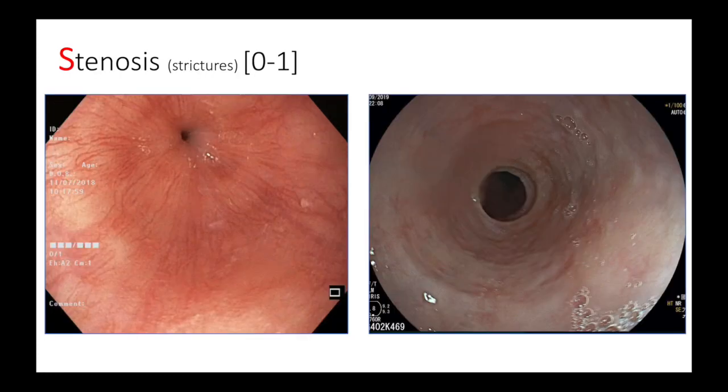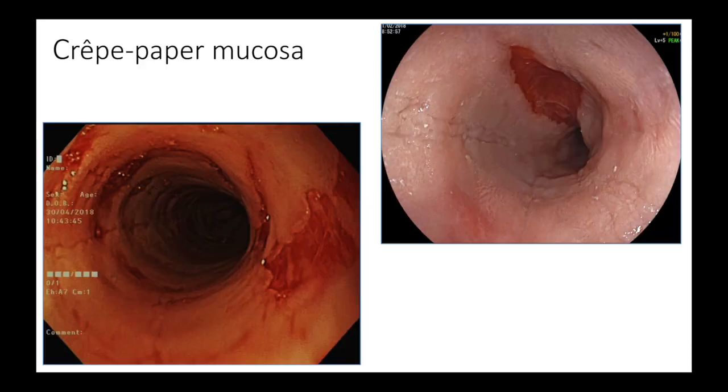The last element of the EREFS score is the presence of esophageal strictures. Even if associated with the severity of dysphagia, stenoses are not specific of EoE. An additional typical aspect is the so-called crêpe-paper mucosa, that refers to mucosal fragility or laceration after the passage of a diagnostic endoscope. It can be attributed to the loss of mucosal elasticity due to the chronic inflammation.